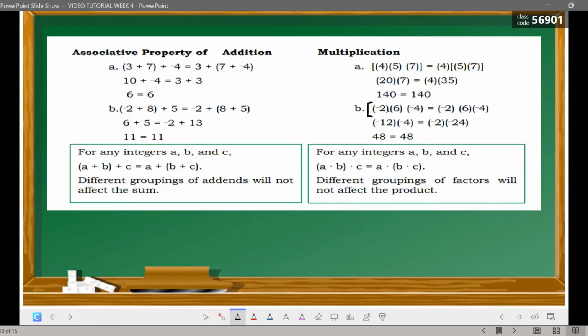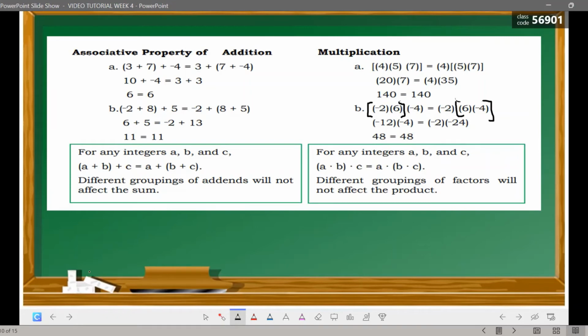Okay, so ito muna magkasama. Then dito naman itong dalawa. Okay, so negative 2 times 6 is equal to negative 12. Copy yung negative 4. And then, copy din yung negative 2. Then solve 6 times negative 4. That is negative 24 times negative 2. So 48. So negative 12 times negative 4, 48. Okay? So multiplying the same sign, that is positive. So we have positive 48.